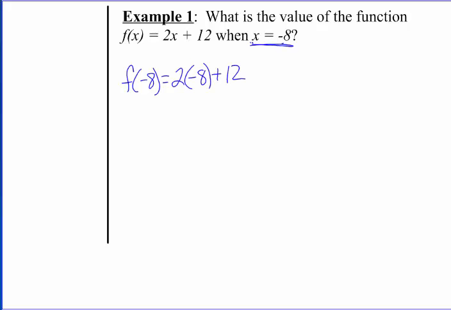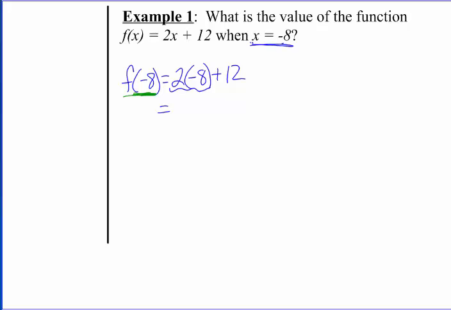Now let me point something out right here. You are not going to do anything with this negative 8 on that side. That just tells you what you are substituting in for x. That's all this does. There are no operations here. So that's f of negative 8. That's telling me that my x value is going to be negative 8, so I plug it into the equation, and then I evaluate the right-hand side.